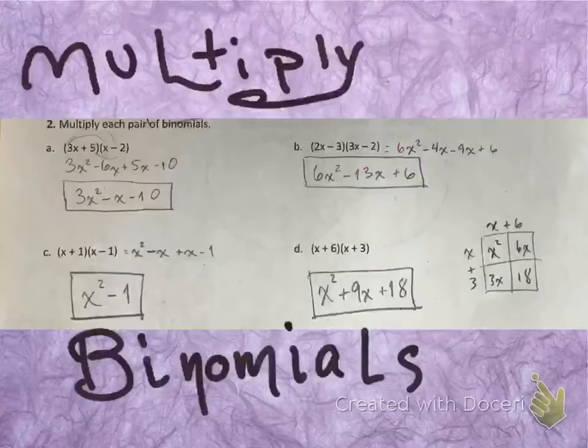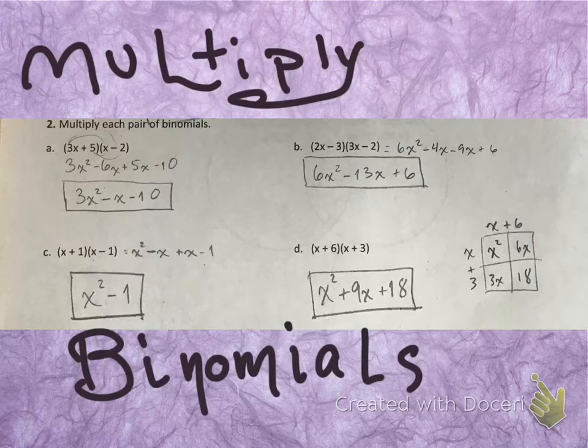Okay, let's move on to the next group of problems, which is about multiplying binomials. We'll walk through this pretty quickly. Remember to combine your like terms after you've multiplied all the different parts together. So that's how we get the negative x there, negative 6x and 5x. Same thing over here, negative 4 and negative 9 is negative 13.